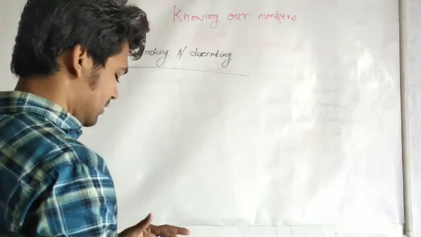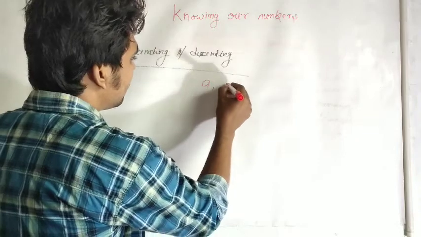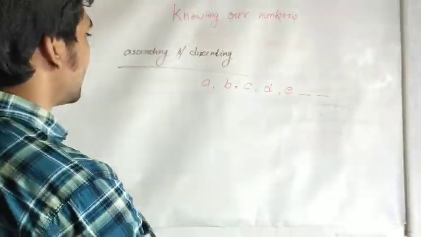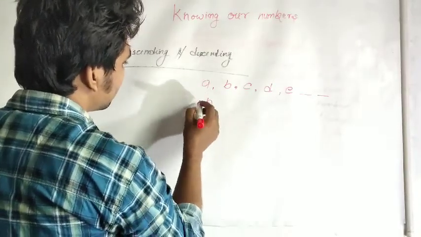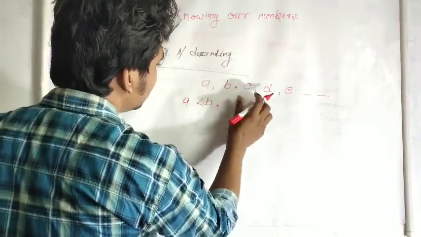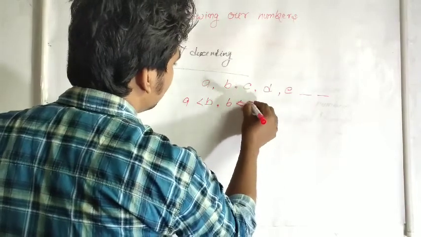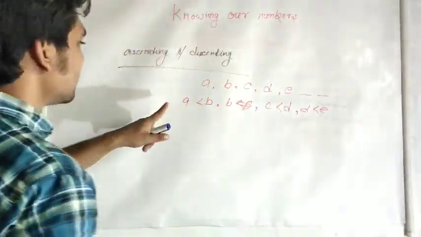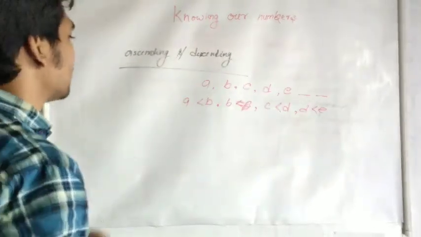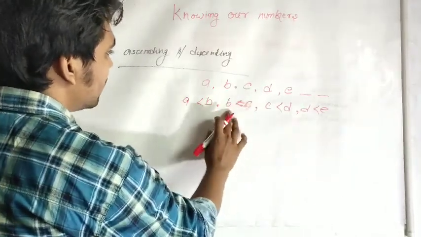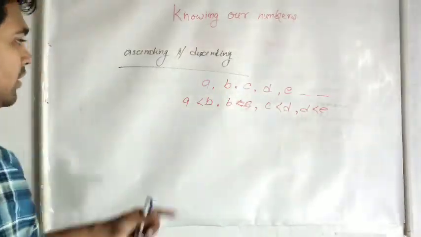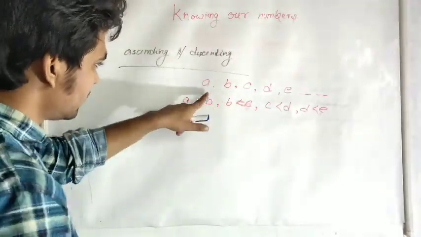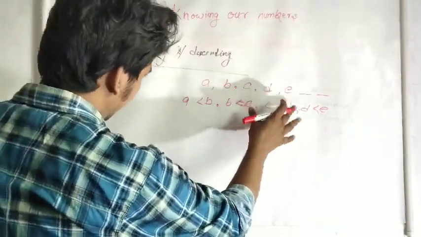Friends, if we take a series of numbers, let A, B, C, D, E, in such a manner that B is greater than A, C is greater than B, D is greater than C, and E is greater than D. The numbers A, B, C, D, E are given in such a way that B is greater than A, C is greater than B, D is greater than C, and E is greater than D. Here you may choose any kind of numbers and place their values at the place of A, B, C, D and E.